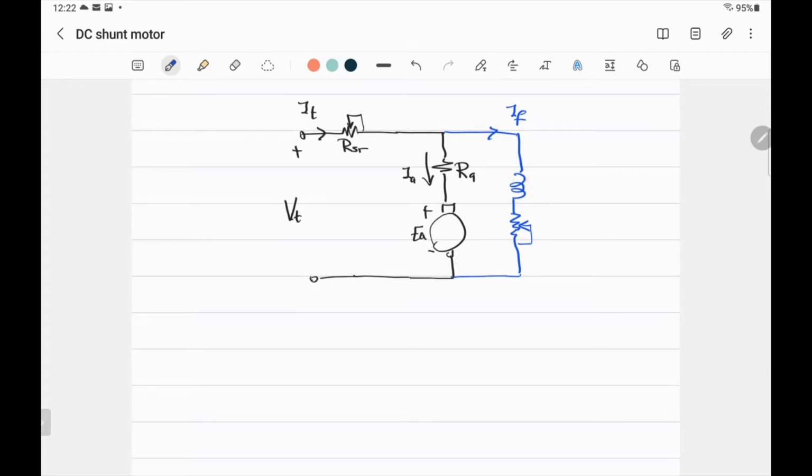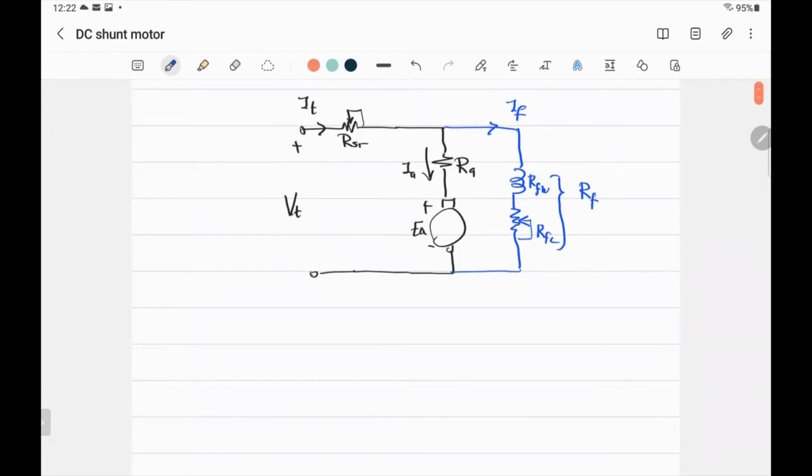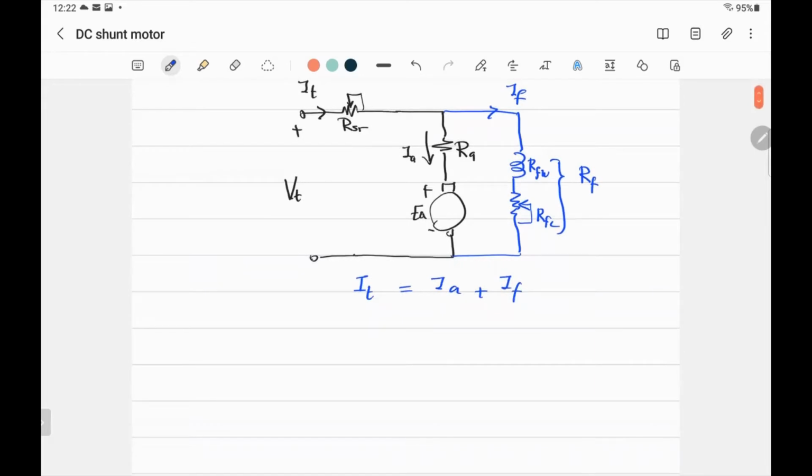So we like to have something here too. The resistance of the field winding itself we call R field winding, and this one we call R field control, the one that controls the field. All of them, we just add together and call it RF, the field resistance. The currents IF and IA, the sum of these currents, will be IT, the terminal current. So the first thing we observe in the shunt is that IT is equal to IA plus IF. That's Kirchhoff's current law.